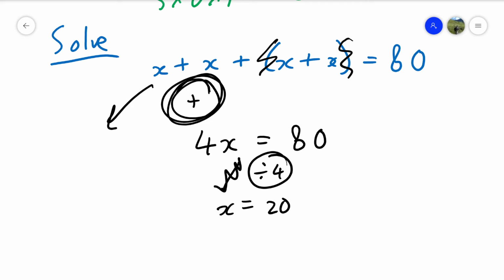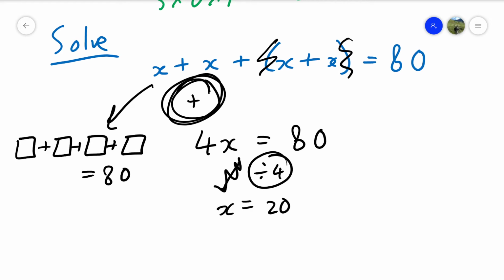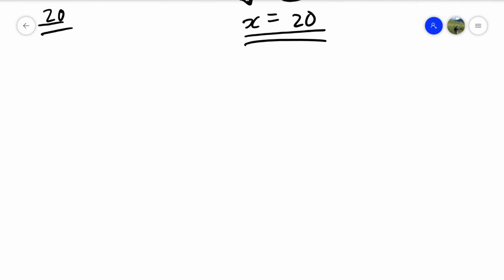So you might now be like, fine, I'm going to move on to the next question with the timestamp. If you're a bit confused, remember you can use the boxes again. You've got 4 things added together that make 80, and they have to all be the same thing. So you can just kind of go, oh, got it, must be 20. And then you write it formally as x equals 20. Another way is, yeah, that'll do. Boom. Let's move on to the next question.